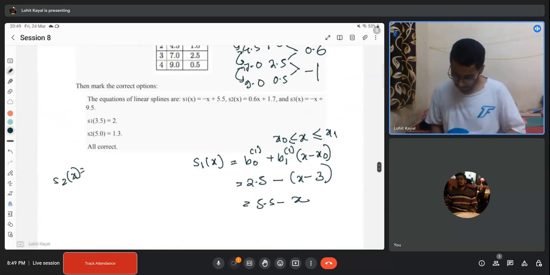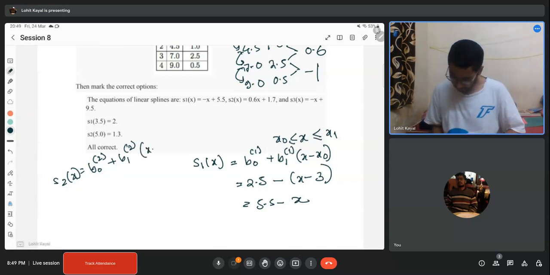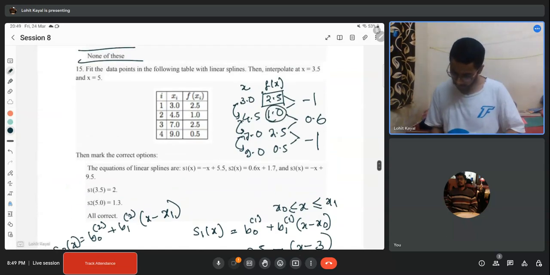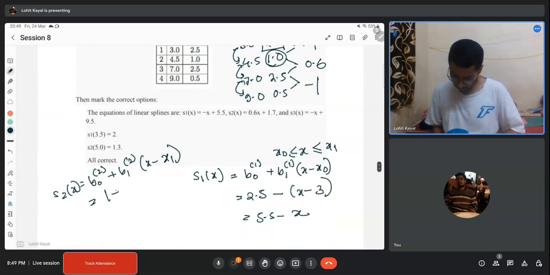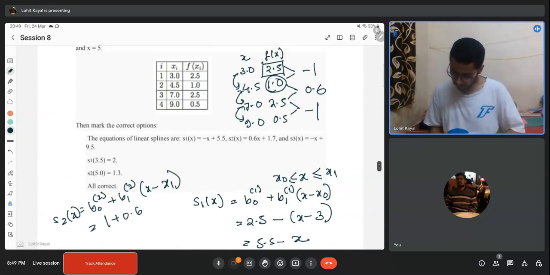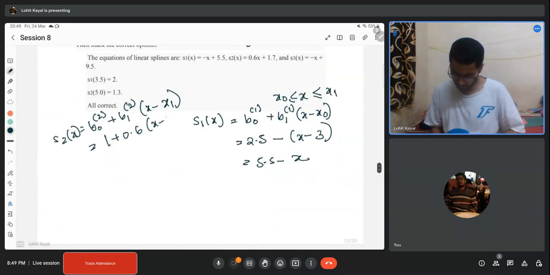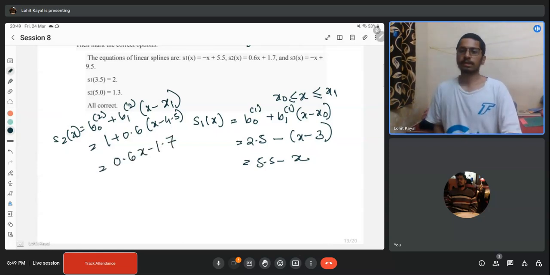So s2 of x is equal to b0 of 2 plus b1 of 2 times x minus x1. Now b0 of 2 is this value, 1, plus b1 of 2 is 0.6 times x minus x1. x1 is 4.5. If I simplify it, I will get 0.6x minus 1.7.